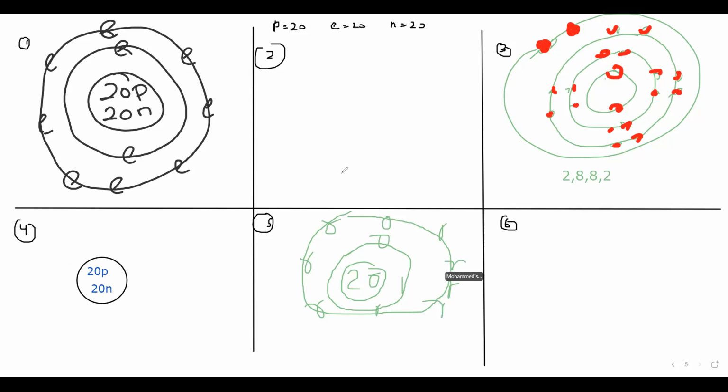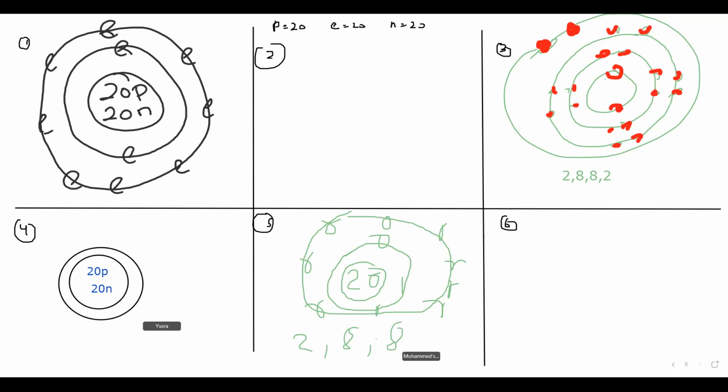In the screen annotation, there is also an option where you can select a definite figure as well, like Yusra is doing. So you can also use that, which will make a neat figure. Okay, let's try 2, 8, 8. And Hatim, there should be 2 as well here, because you are arranging a total of 20 electrons, so there should be another shell.